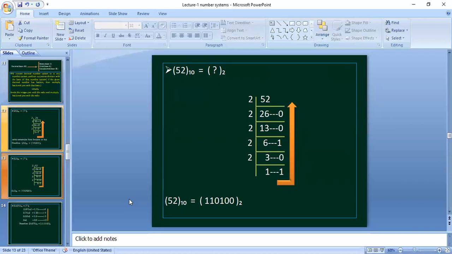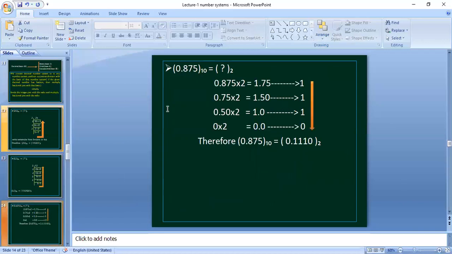Okay. And next, here also I'm taking 0.875 as the given decimal number. But in this problem, we have a fractional part only. So we need to convert this fractional part to binary. If the given decimal has a fractional part, we need to do successive multiplication with the destination radix.